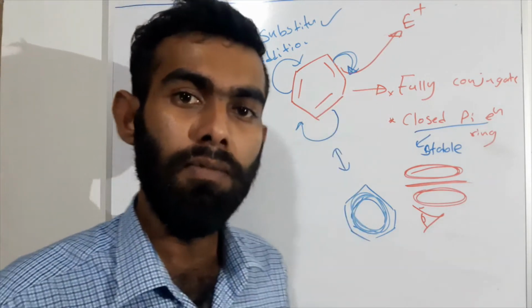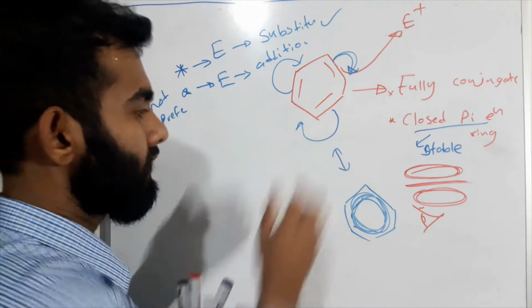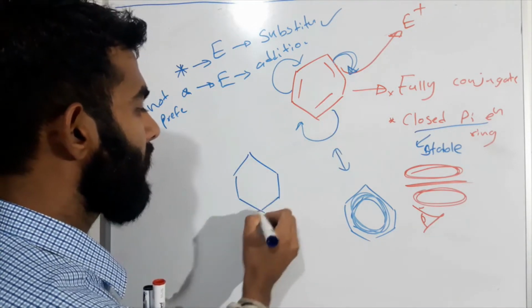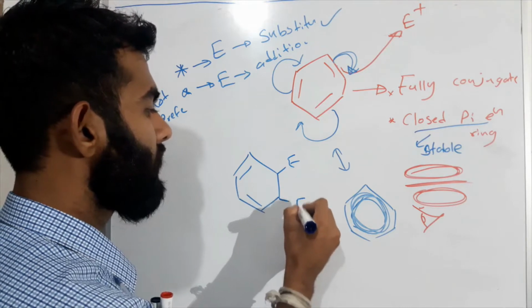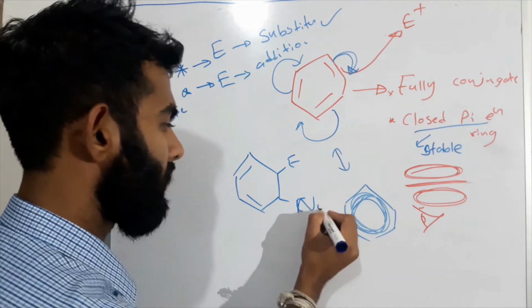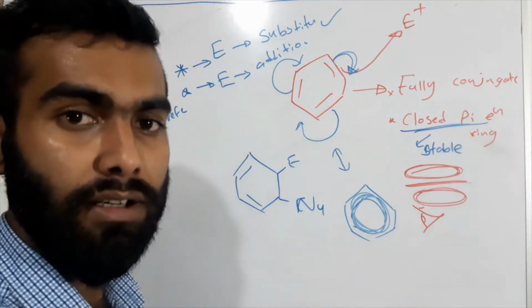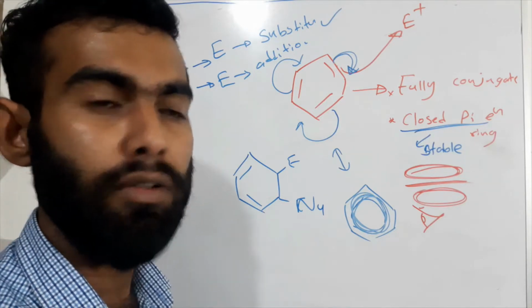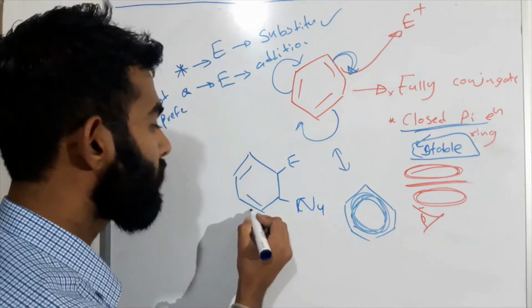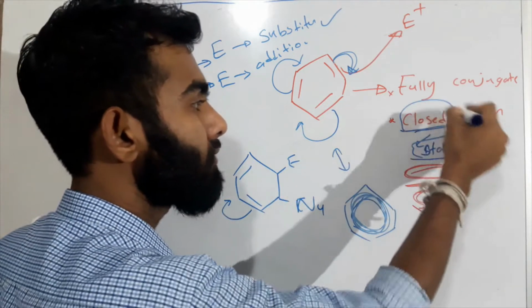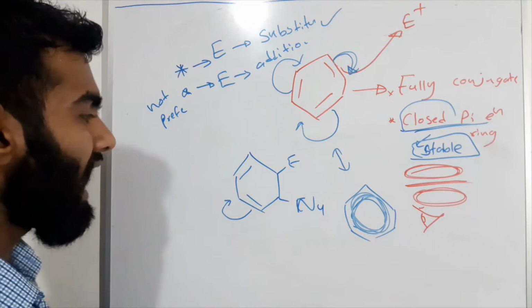A pi bond will be replaced by an electrophile and a nucleophile. So if this pi bond is lost, and an electrophile and nucleophile bond to this benzene ring, what happens? The cyclic conjugated structure, the closed pi-electron ring, will be lost from benzene. Here it is stable, but after breaking its pi bond, it will not be fully conjugated, and it will not form a closed pi-electron ring. Instead of a closed pi-electron ring, it will form this type of half ring.